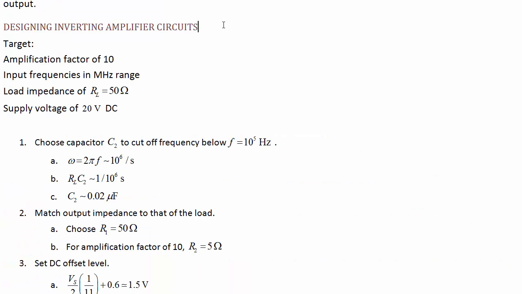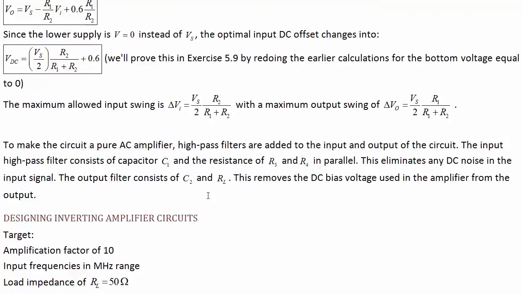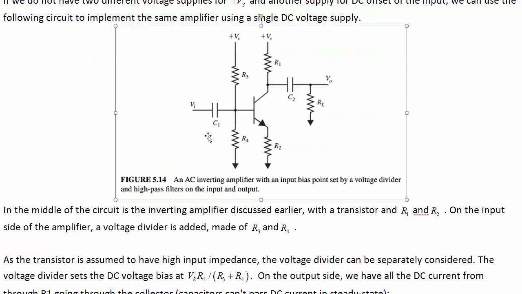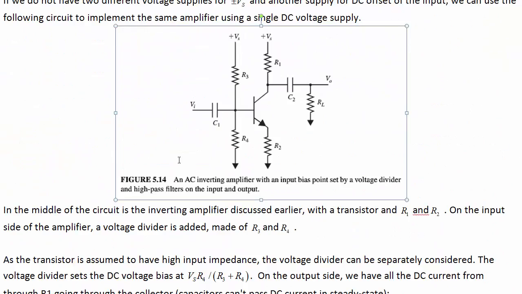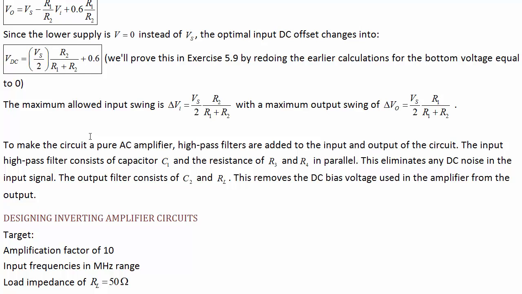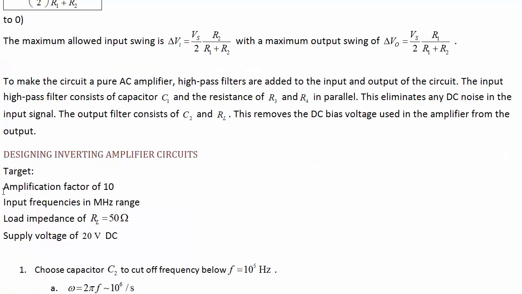Okay, let's do a design exercise for an inverting amplifier circuit up here. Let's suppose we've got some criteria. We're going to build a circuit like this, an inverting amplifier, and what we want to do is get an amplification factor of 10. We know our input frequencies are going to be in the megahertz range, and we know we're going to have a load impedance of 50 ohms and a supply voltage of 20 volts DC. So these are our constraints. Let's pick things that are going to work.